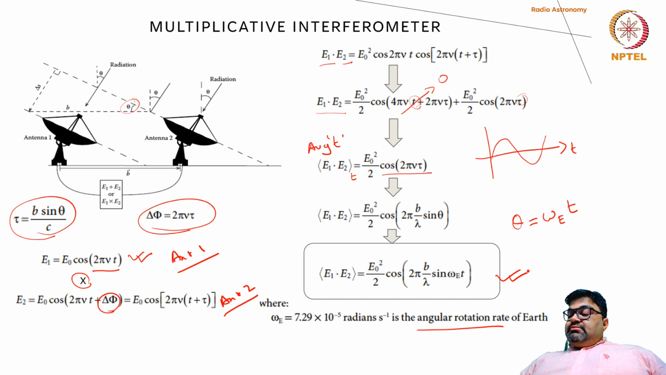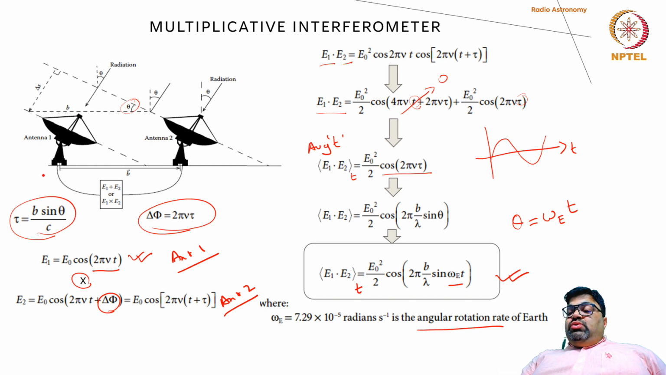Okay. So remember, we will have one example on this particular aspect in the next lecture. So what is this? This is nothing but E1 dot E2 averaged over time, given by E0 squared divided by 2 cosine of 2 pi B over lambda sine of omega E times t. Okay, where omega E is nothing but the angular rotation rate of the Earth.